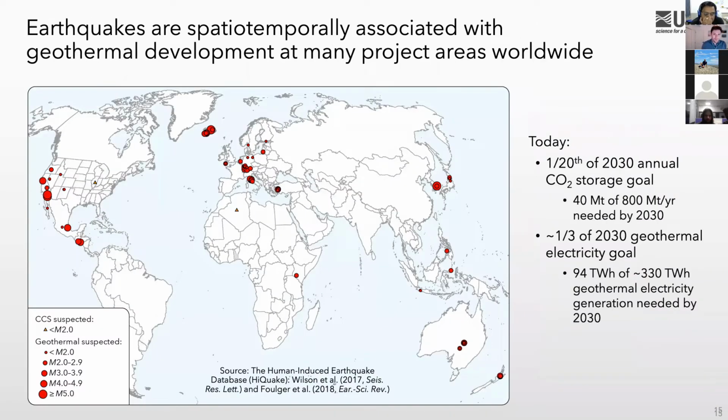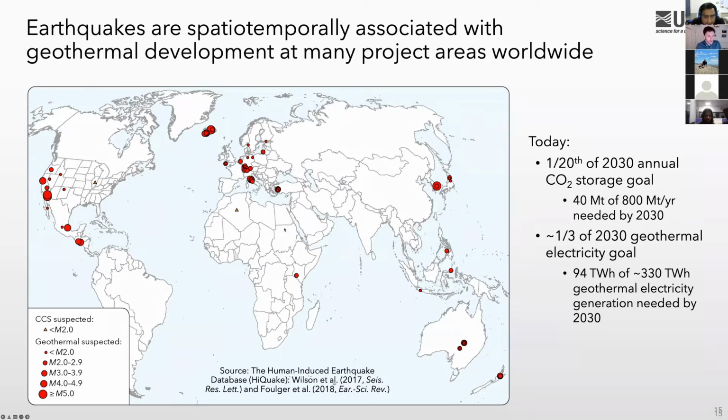And that makes this problem of induced seismicity especially stark, because what we're looking at here are earthquakes around the world in which geothermal energy development is suspected to have been the cause. So with just the very small amount of geothermal electricity generation that we have right now, we have earthquakes, in some cases quite large ones, like in Pohang, Korea, a few years ago, and we need to scale this up by about 3 times within the next 8 years.